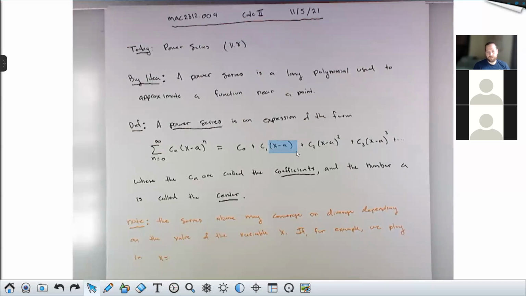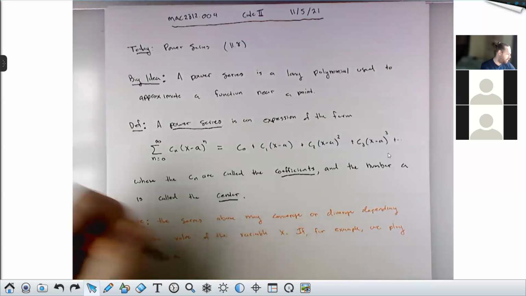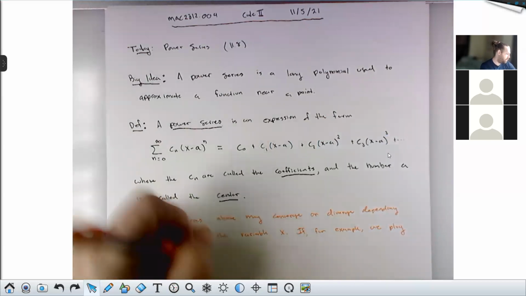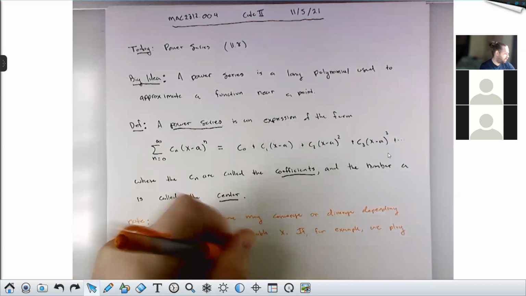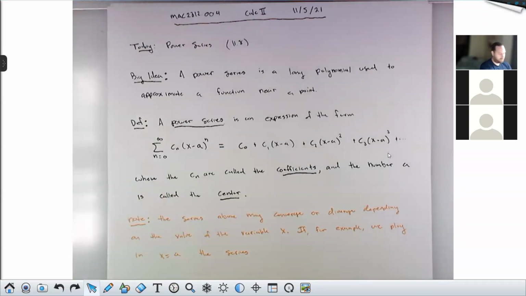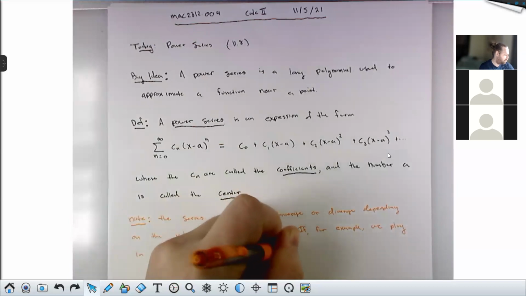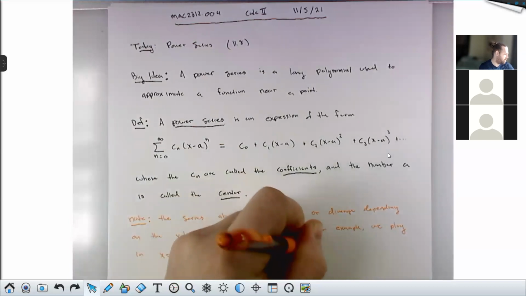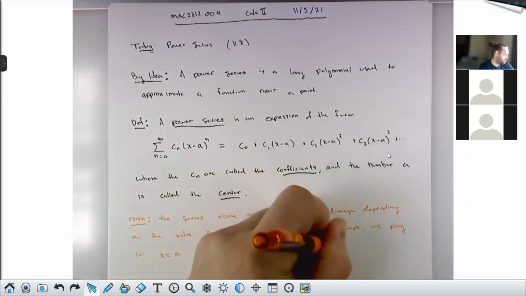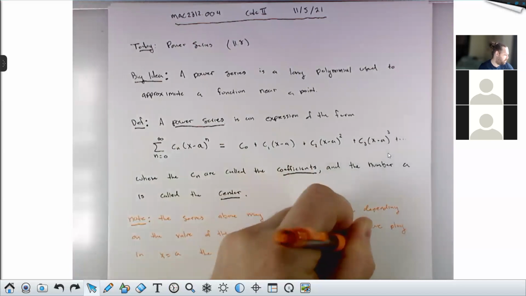If I plug in a, then this is a minus a. Then this is a minus a all squared. This is a minus a all cubed. So if we plug in a for x, the series is finite. Only has one term. And hence must converge.